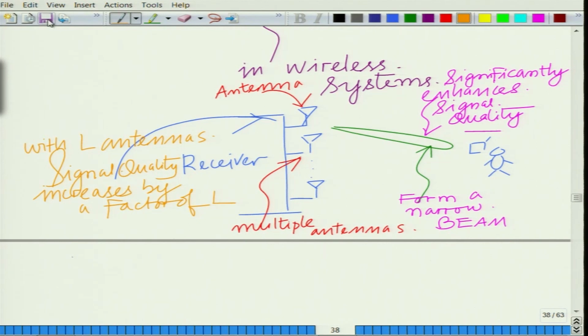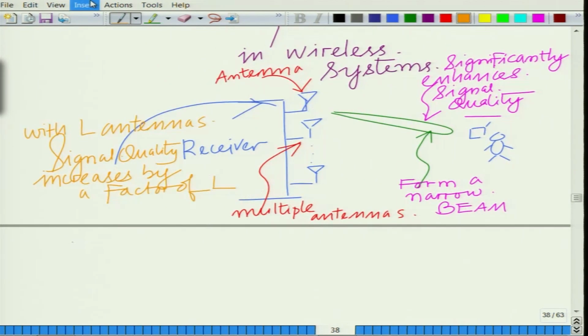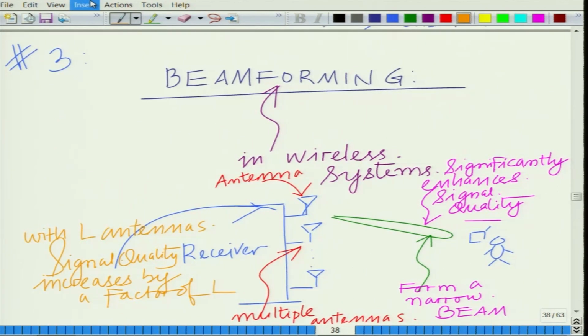This is a very important result, and this process is what we are terming as beam forming, that is forming this narrow beam towards a particular user. The narrower the beam, the better the signal quality, and this is a very, very important aspect in modern wireless communications.